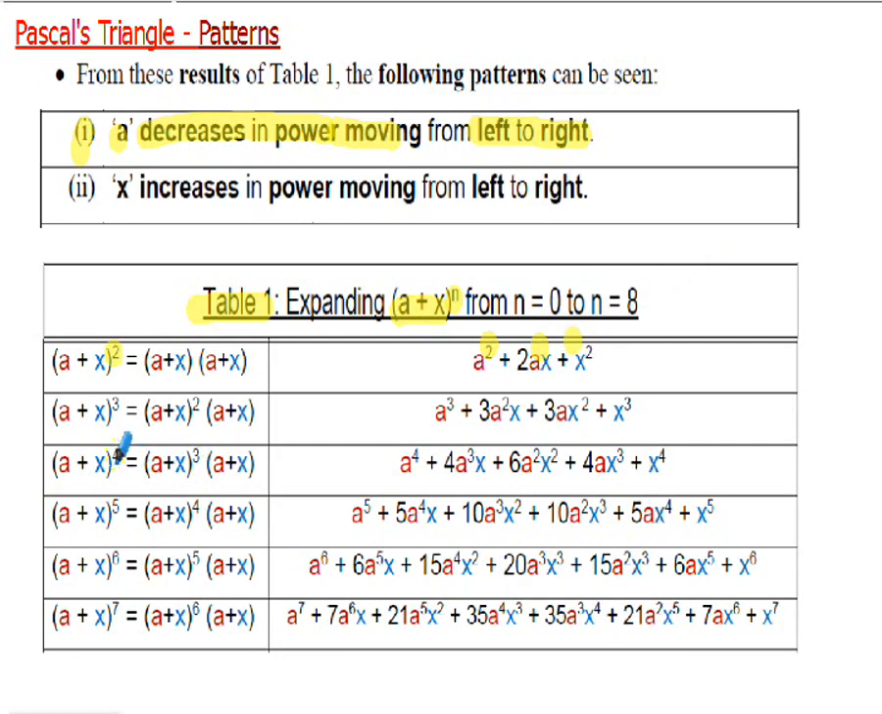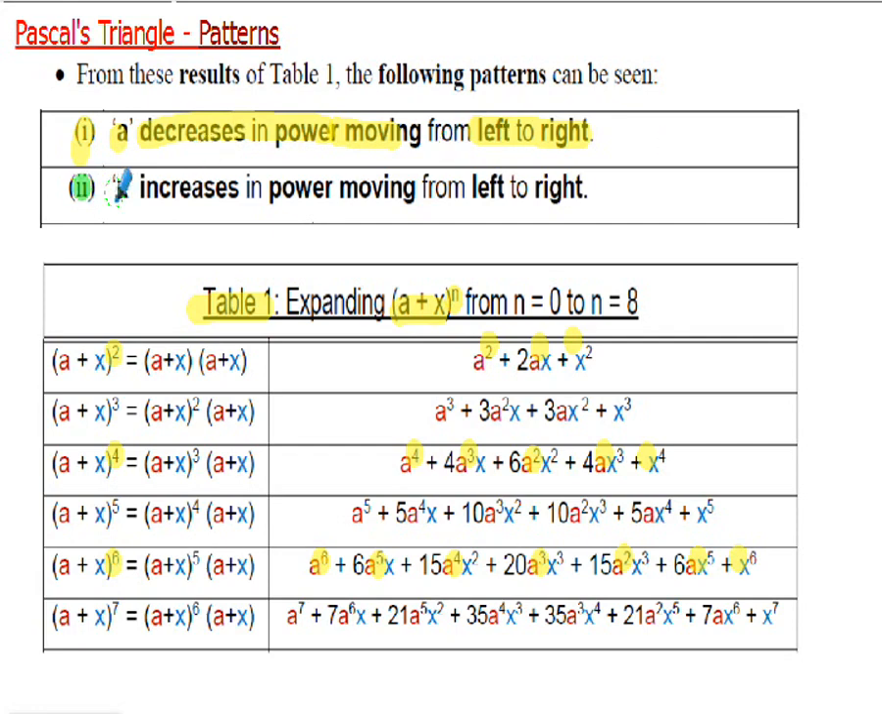If I take a power of 4 expansion, I've got a to the 4 on the left hand side, then a to the 3, a to the 2, a to the 1, a to the 0. If I take a power of 6 expansion, I've got a to the 6, a to the 5, a to the 4, a to the 3, a to the 2, a to the 1, and a to the 0. So we can definitely see the power of a decreases as we move from the left hand side to the right hand side of the expansion.